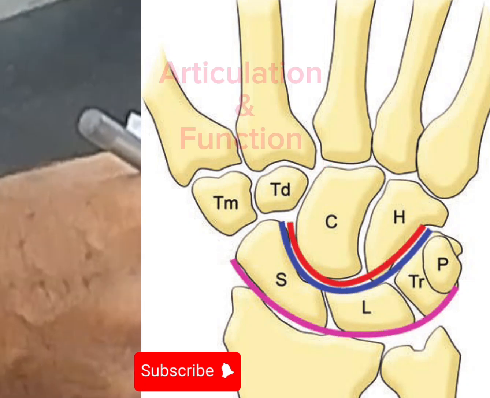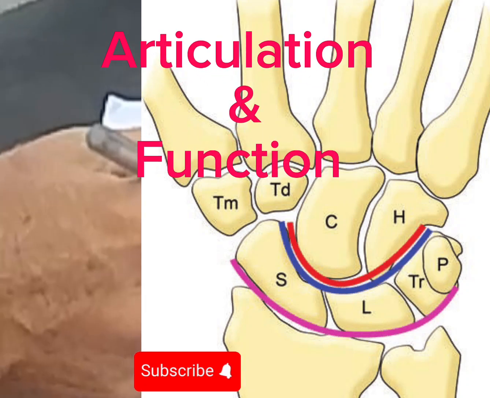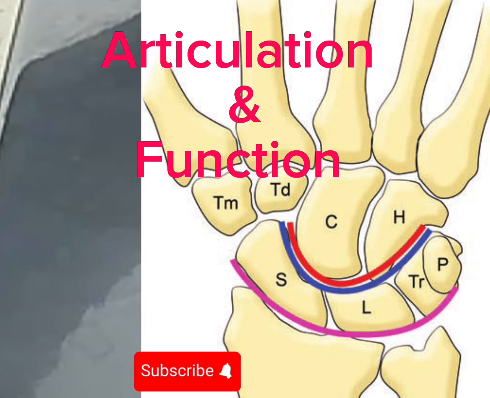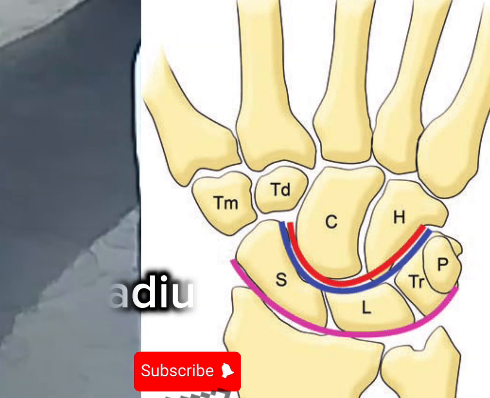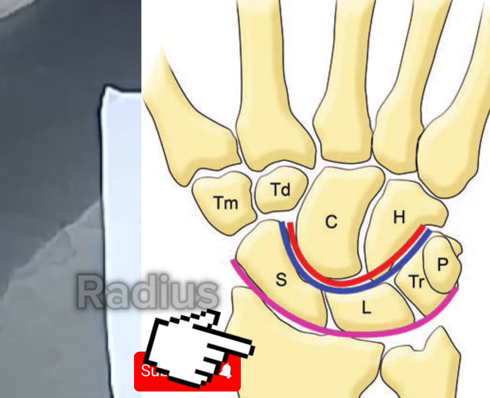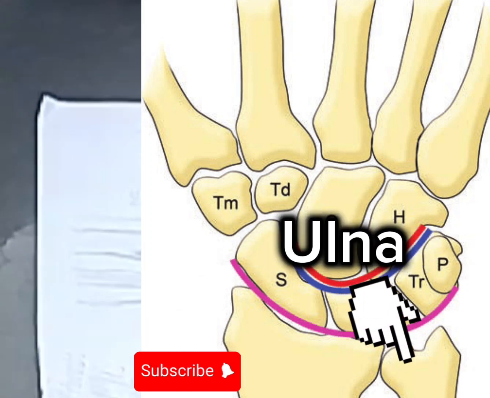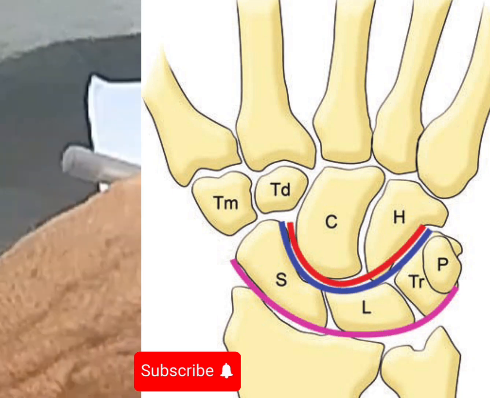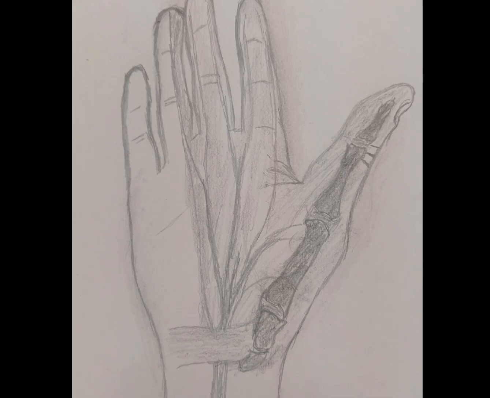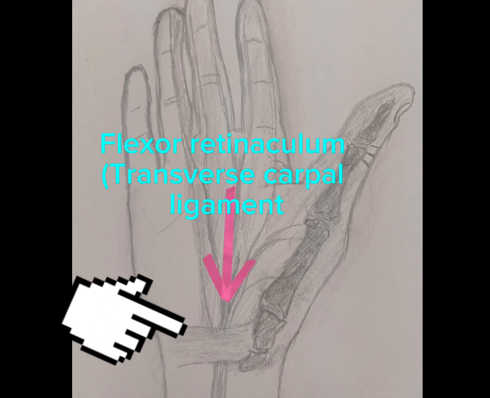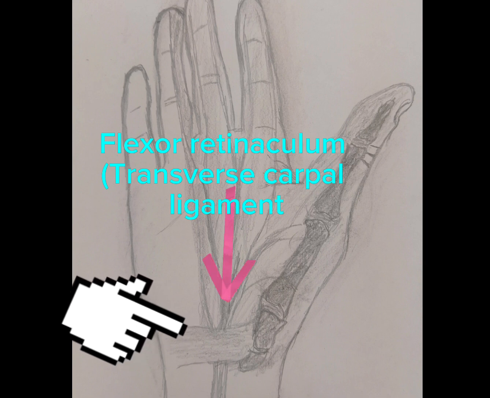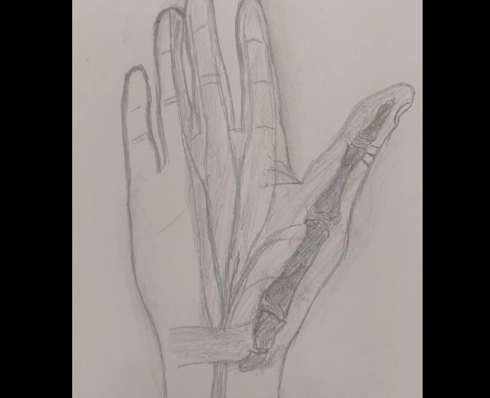Articulations and function. The carpal bones articulate with each other and with the radius and ulna proximally, and with the metacarpal bones distally. These articulations allow for the complex movements of the wrist and hand.